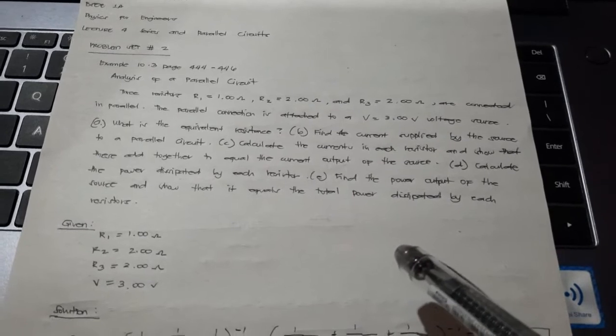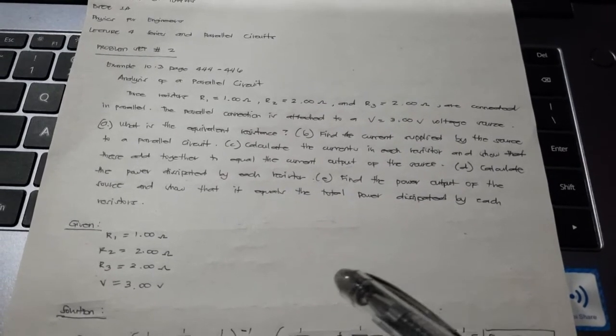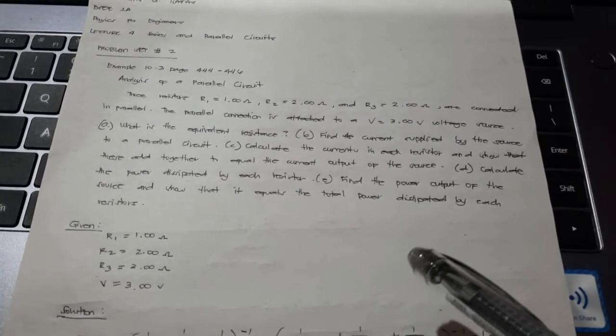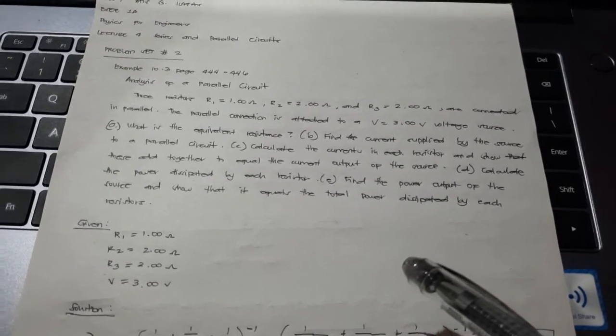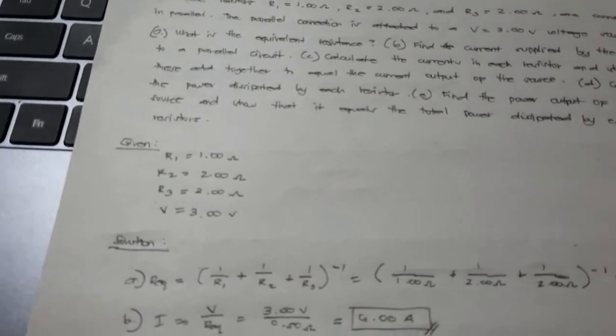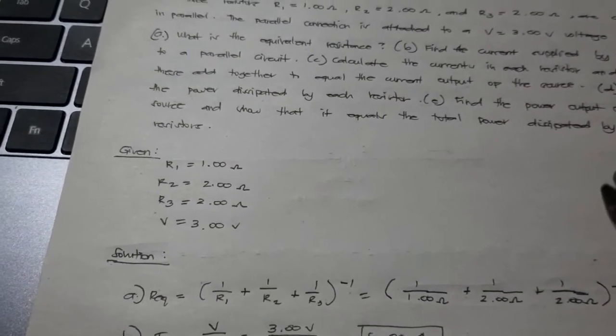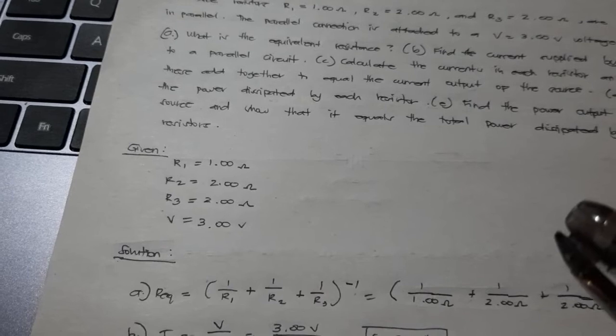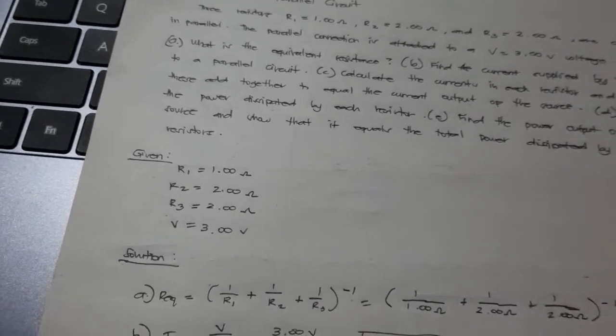And E. Find the power output of the source and show that it equals the total power dissipated by each resistor. So these are the given: R1 is equal to 1 ohm, R2 is equal to 2 ohms, R3 is equal to 2 ohms, and V is equal to 3 volts.